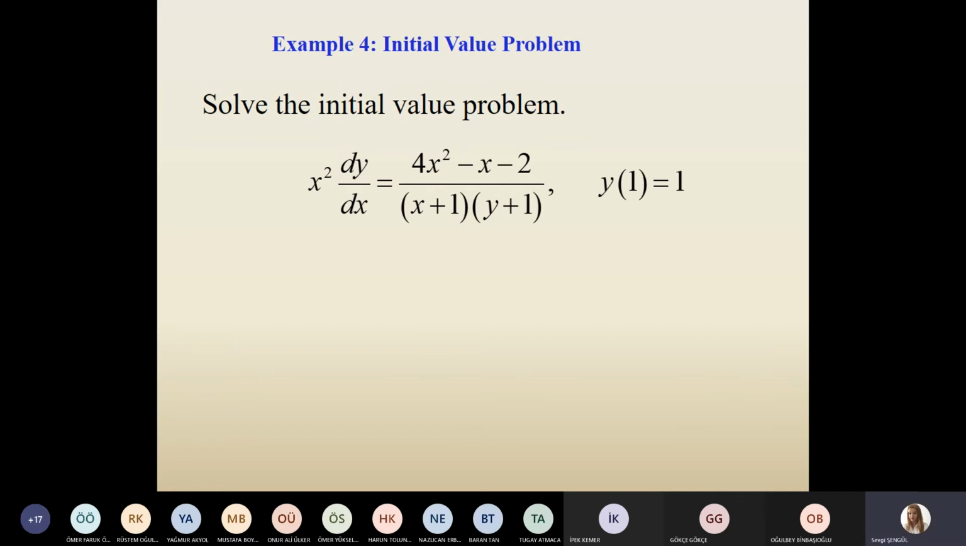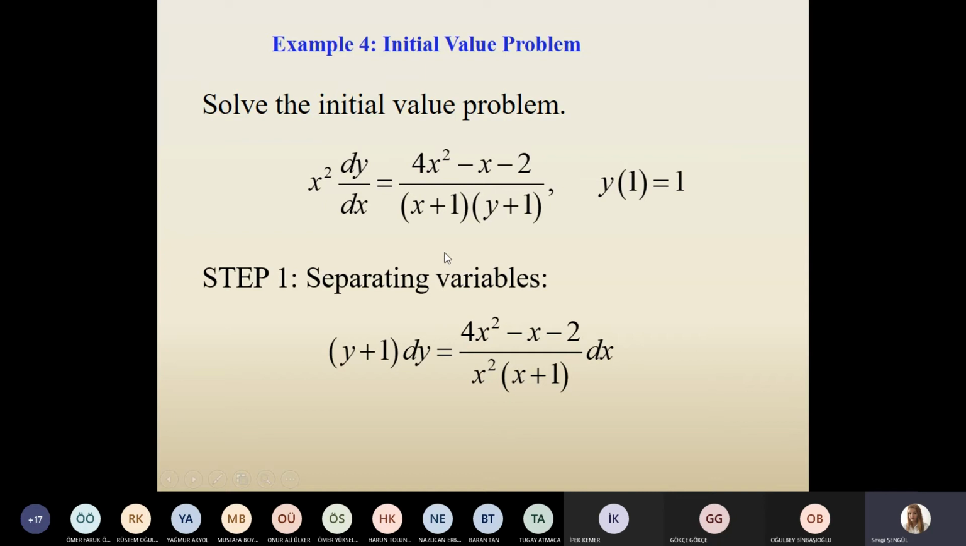Yes. y plus 1 goes to the other side. Exactly. So what you have, let me see, x squared goes to the other side, which means that you have only (y plus 1) dy, and this is staying here, but x squared is coming as a denominator here, and this is what you will have once you separate the variables, right?